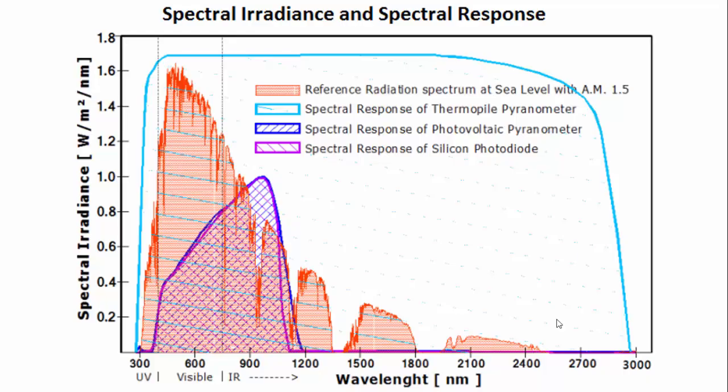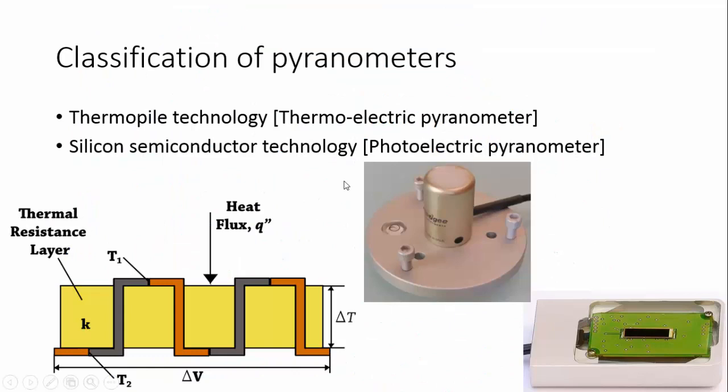And then, as we have seen, this thermopile technology is otherwise called thermoelectric technology or thermoelectric pyranometer, and the silicon technology is otherwise called photoelectric pyranometer, because the first technology works based on the temperature difference and the second technology works based on light. The light is directly converted into electrical energy.